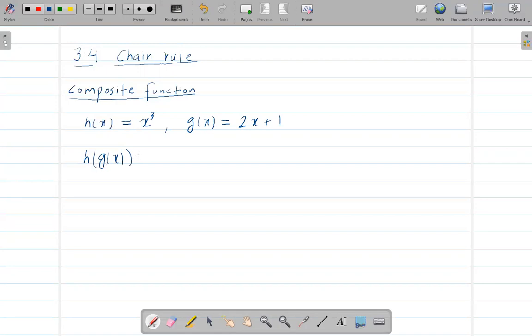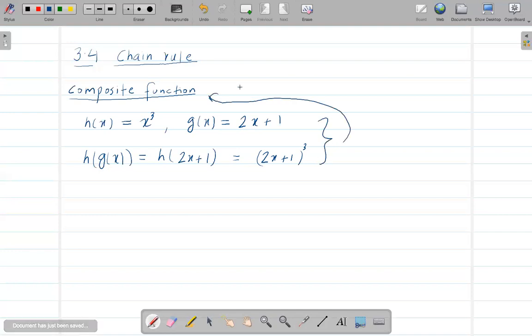We say it is a composite function, right? So h of g of x, we can find this, which is h of 2x plus 1, because g of x is 2x plus 1. And now from this h function, which is x cubed, we replace this x by this whole thing, which will give (2x plus 1) to the power 3. So these kinds of functions are composite functions.